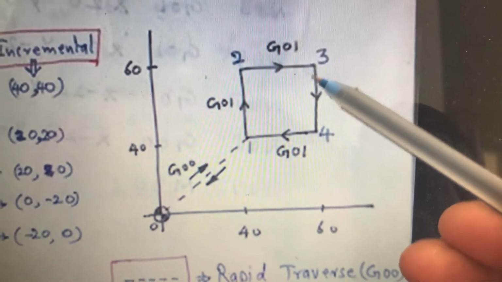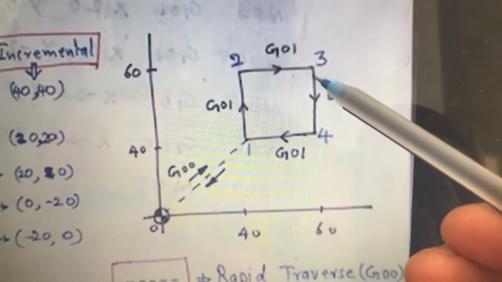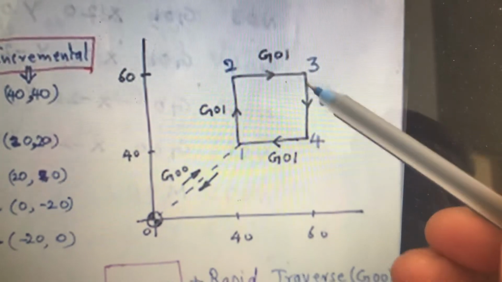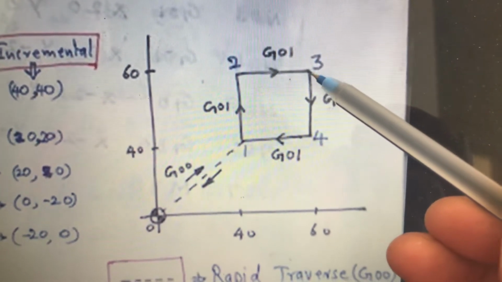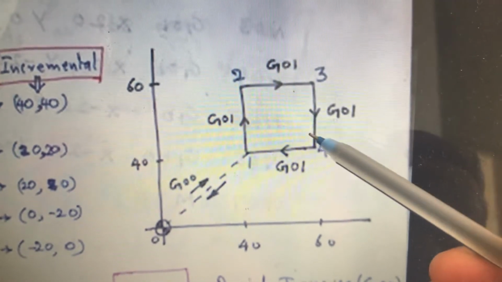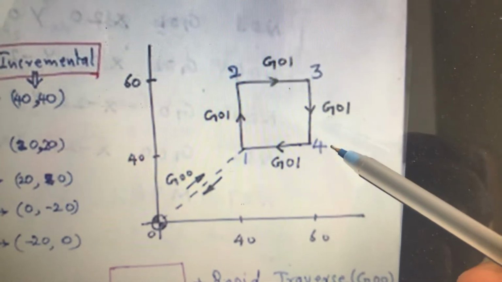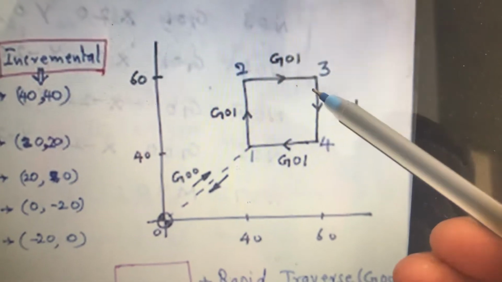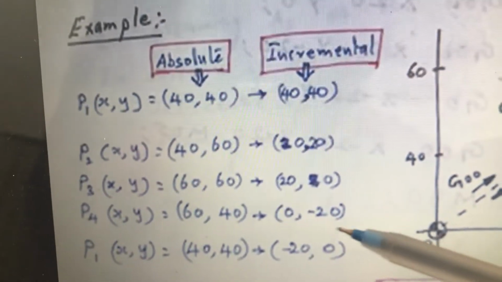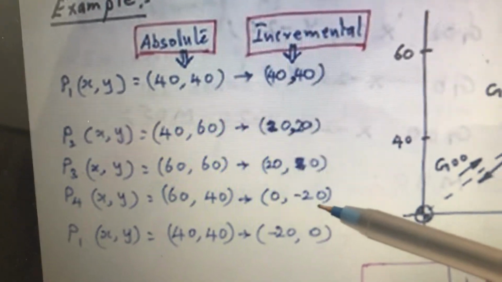What is the value of y? Y is coming in the negative y direction. So how much is it coming down? 60 to 40, 20 units moving down in the negative direction, because this is 0 0 for us. So it is minus 20. So the value of x and y at point number 4 is x is 0, y is minus 20. That is what is written here in the incremental program: x is 0, y is minus 20.